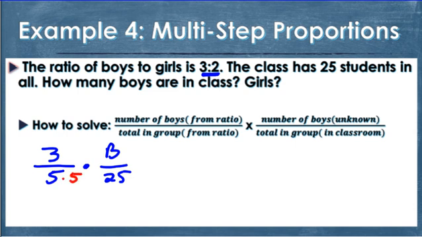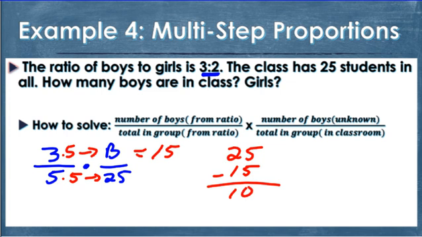So 5 times 5 gives me 25. That means 3 times 5 will give me boys, which will give me 15. And then I can take my 25 total students, subtract the boys, and that will give me the number of girls. So the number of girls would be 10 girls. The number of boys is 15.